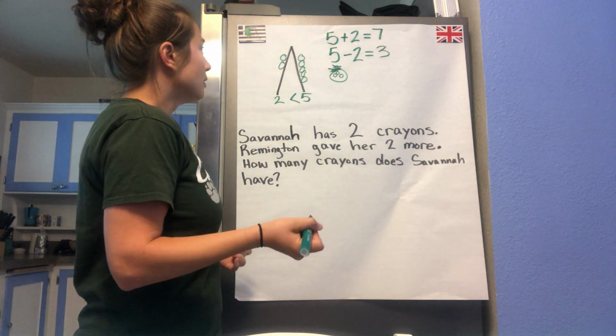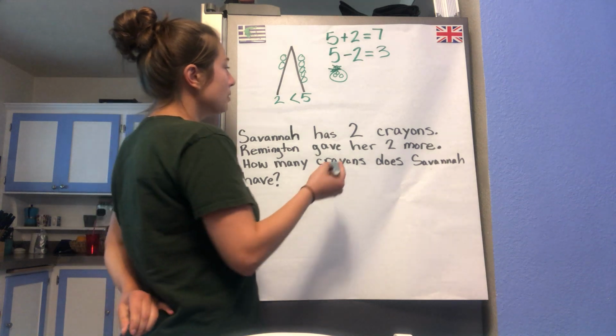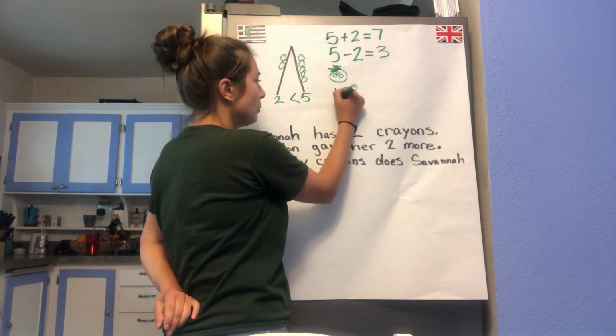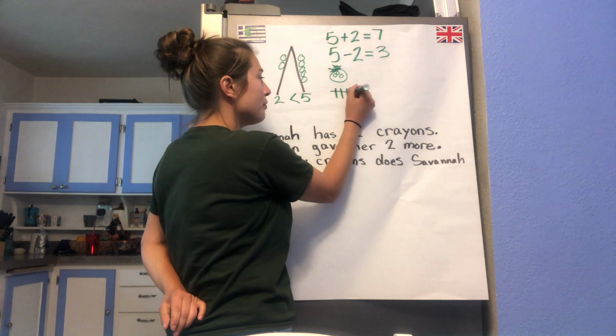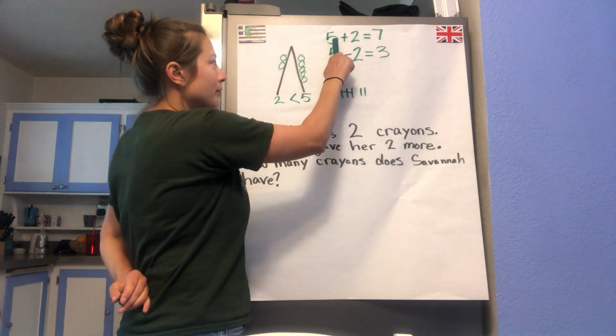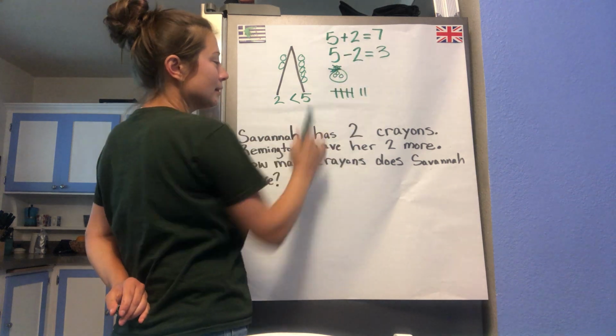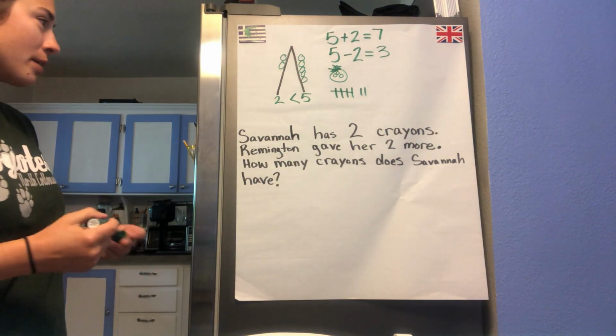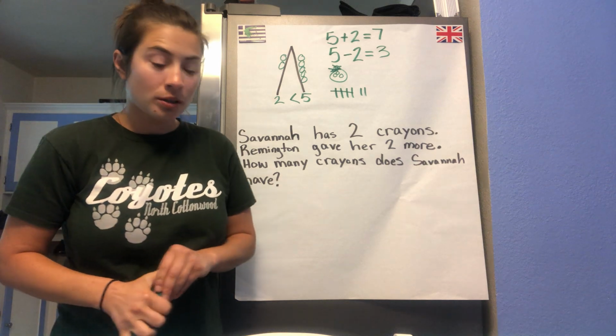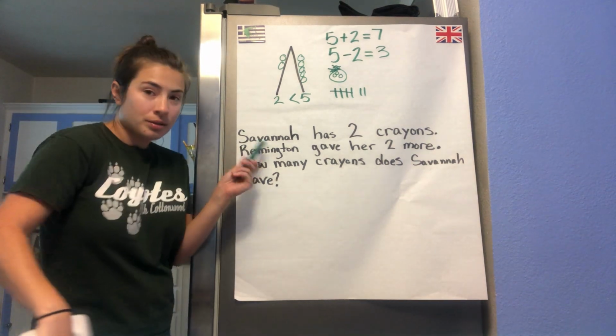Tallies. Oh, just like we did yesterday. 1, 2, 3, 4, 5, 6, 7. 5 plus 2 is the same as 7. All right, I have a new word problem.